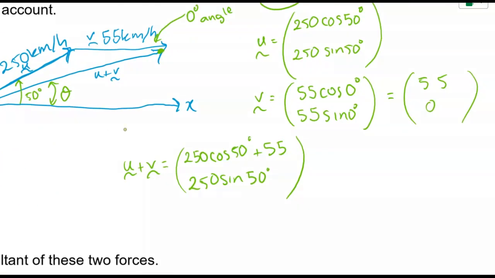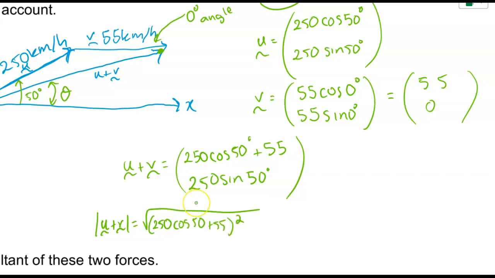Finding the magnitude. The magnitude of vector u plus vector v is the square root of, what have we got? 250 squared. Well, let's just pop it all under a square root: the square of the x components plus the square of the y components.